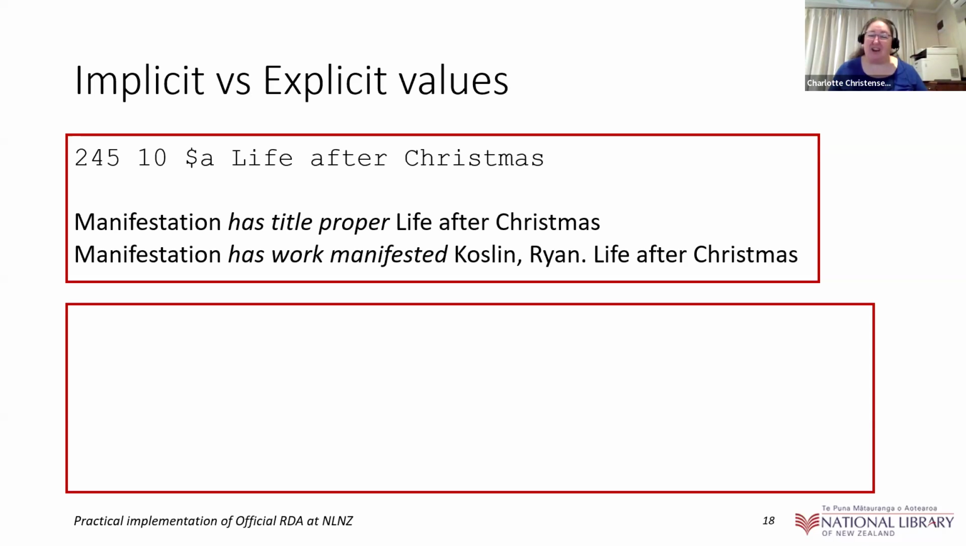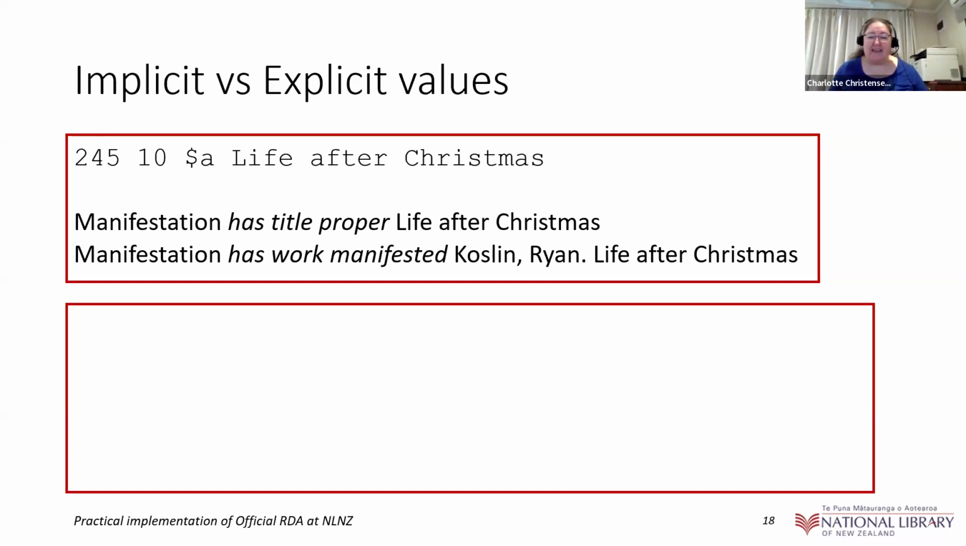But of course, neither the 245 $a nor the 240 value would have given me the full value of authorized access point for work in this case, because you have to know to string it together with the value in the 100 field as well. Now, as catalogers, we know and can interpret this, but this kind of implicit value recording is difficult for a computer to make use of.